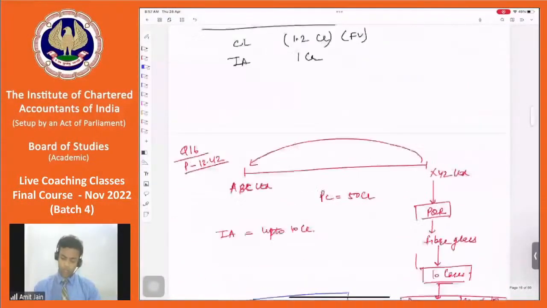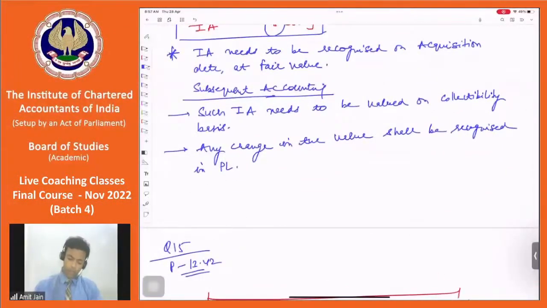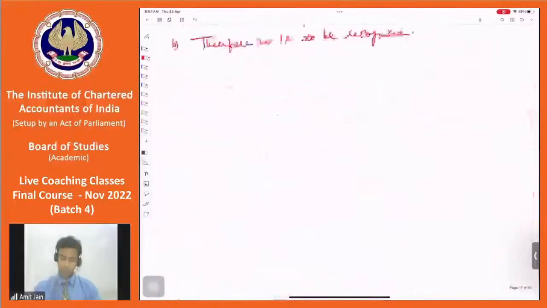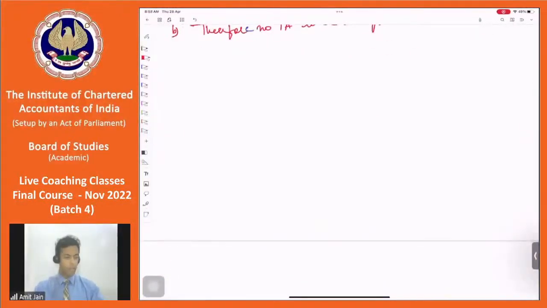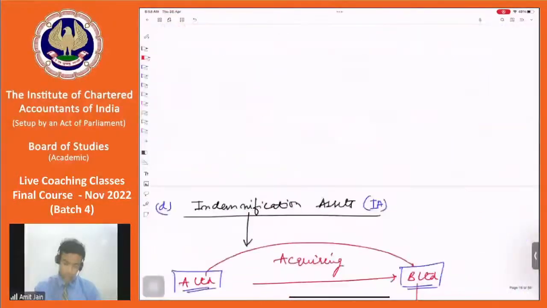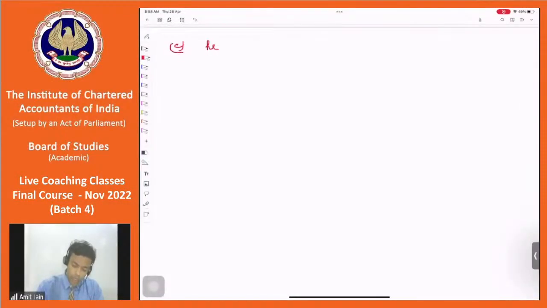So Jay is asking, what is the meaning of collectibility? It is a realizable value. It means realizable value. Correct? Okay. This is which point number? Point number D. Then we have point number E, reacquired rights.